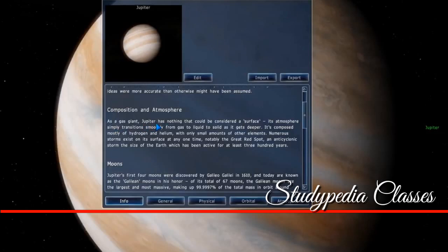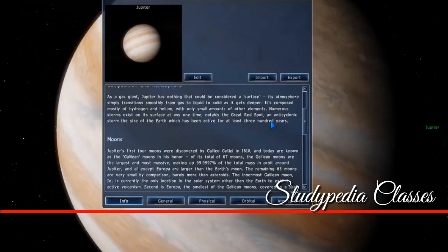Composition and atmosphere. As a gas giant, Jupiter has nothing that could be considered a surface. Its atmosphere simply transitions smoothly from gas to liquid to solid as it gets deeper. So the solid part would be its core. It's composed mostly of hydrogen and helium with only small amounts of other elements. Numerous storms exist on its surface at any one time, notably the Great Red Spot, the spot that we were talking about, an anticyclonic storm the size of the Earth. Whoa, it's the size of the Earth. It has been active for at least 300 years. So it's wreaking havoc, with all the rampant winds.